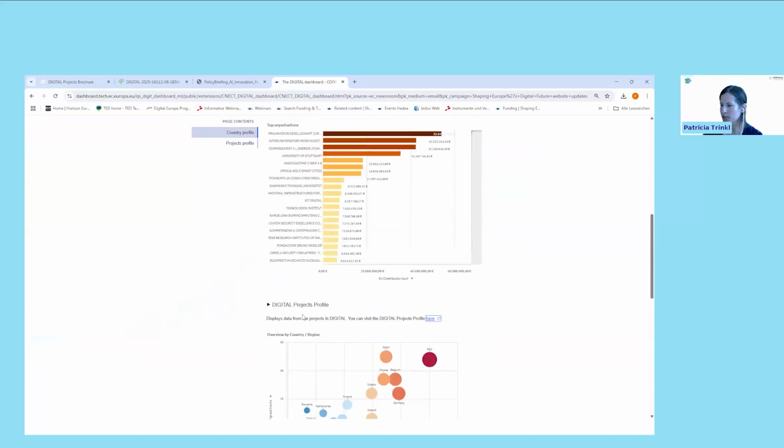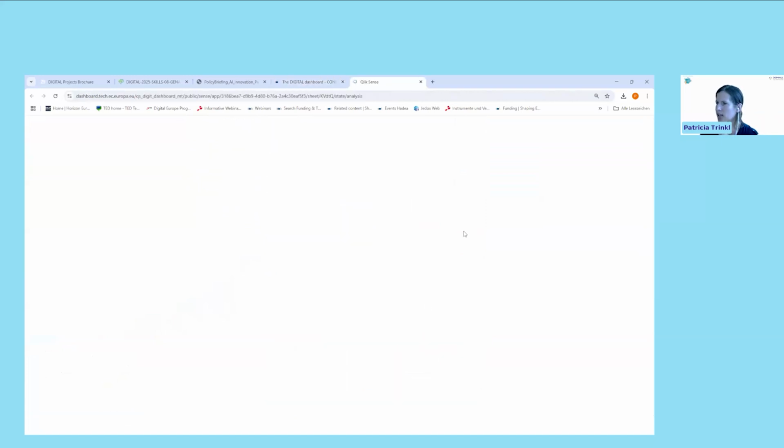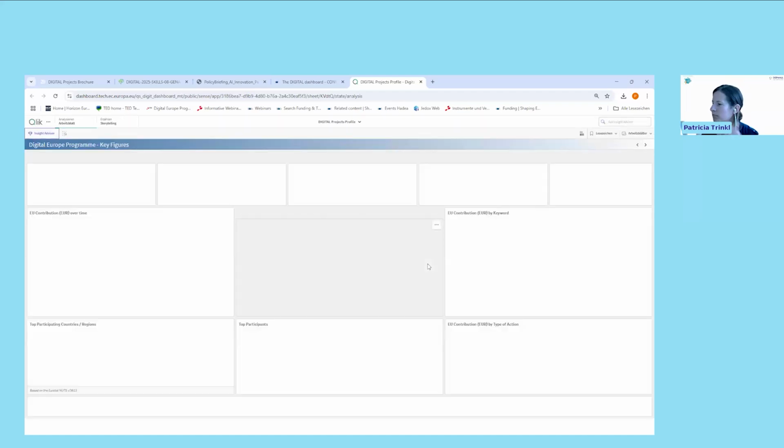So the one you want to go to is the digital project profile, because there you have a little bit more possibilities. You just load it and you come to, I hope it works now. Yes. Just give me a second. So you come to a dashboard. Usually this works a little bit faster, but we are getting there.